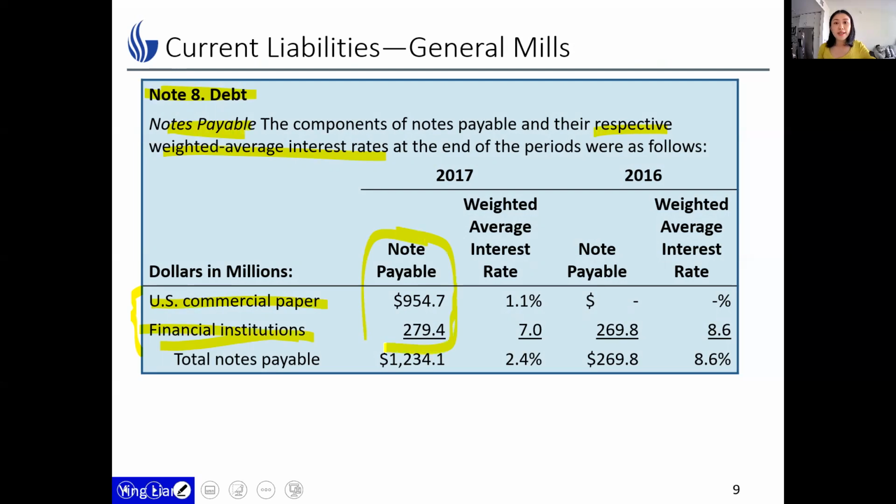Then you have the weighted average interest rate. So these are the interest rates stated. You see that the amounts are different. So when we weight it out, you see the total notes payable is the amount that we see, right? 1,234.1 in the previous table. But the interest rate is a weighted average between these two. They also listed 2016 as a comparison.